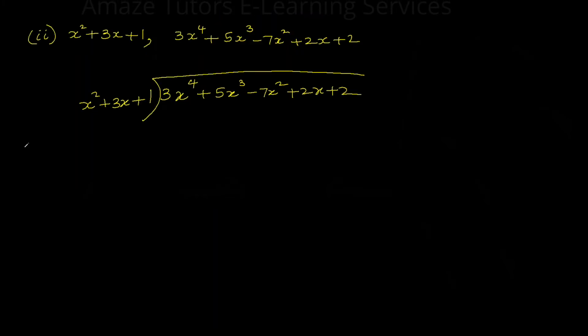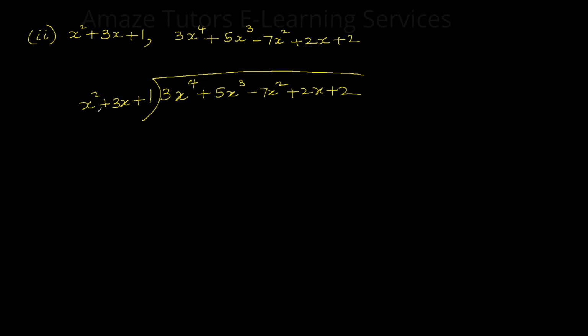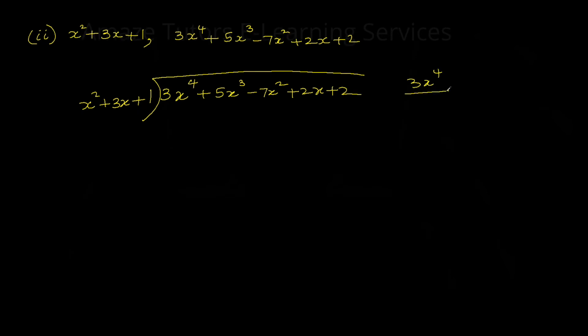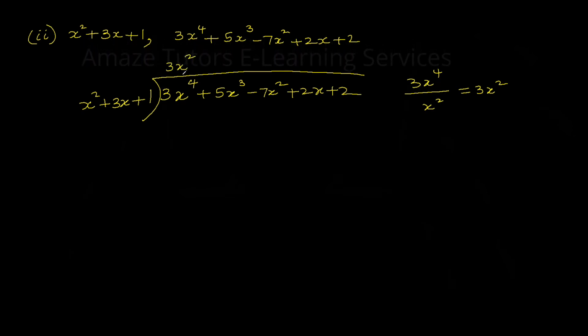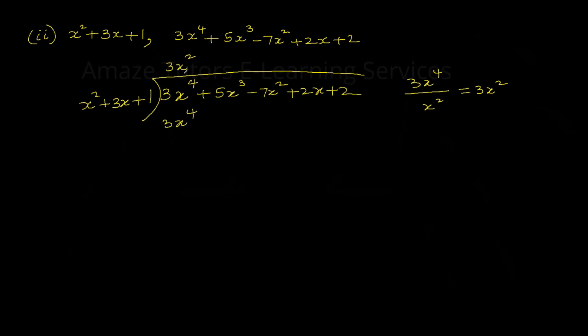Now let's go back. Divide the first monomial of the dividend by the first monomial of the divisor. 3x power 4 divided by x squared, which is equal to 3x squared. Write it here. As usual, multiply these two, write it under the dividend. 3x squared times x squared is 3x power 4. Now 3 3s are 9x cubed.